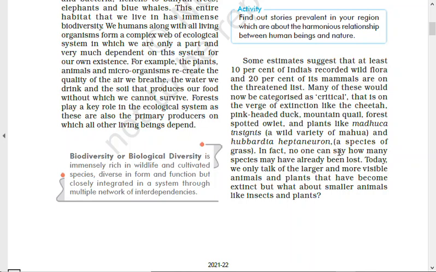I told you about the vulture, and some of the other animals or birds are written here, so remember at least two, three names. Cheetah, of course, and the pink-headed duck. Are vultures extinct in India? Not exactly, but yes, they are on the threatened or endangered list.